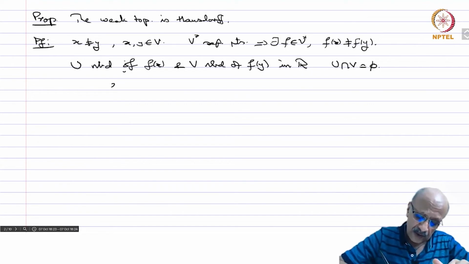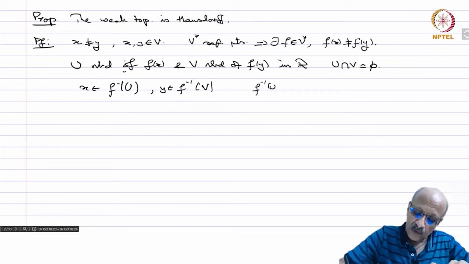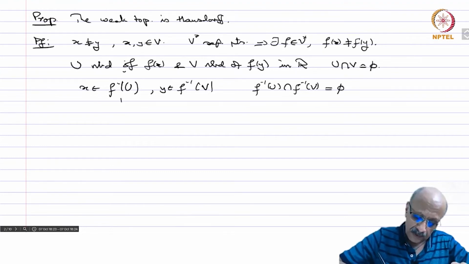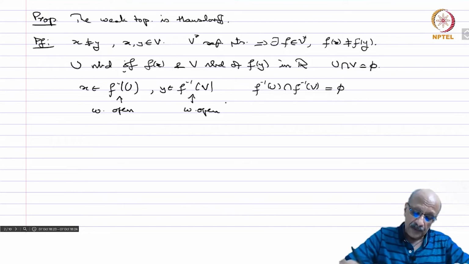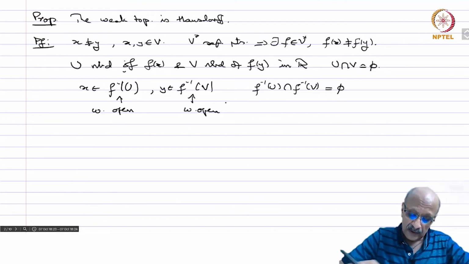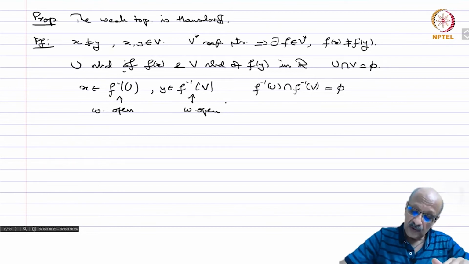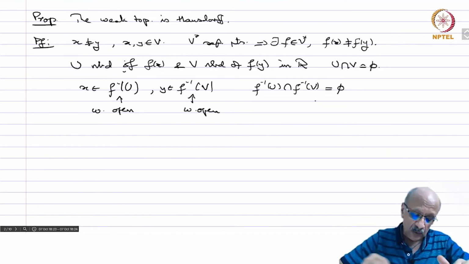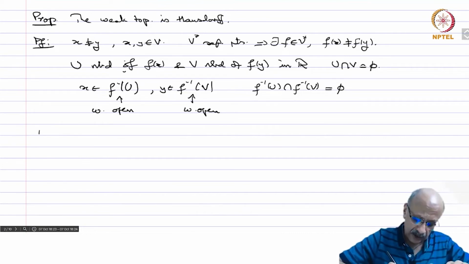And therefore if you take f inverse U, x belongs to this, and f inverse V, y belongs to this, and f inverse U intersection f inverse V will be empty, and these are all weakly open. This is also weakly open because U and V are open and f is continuous in the weak topology, and therefore these are weakly open. So this proves it: given any point, I found two disjoint neighborhoods, and therefore you have this. Okay, so notation.